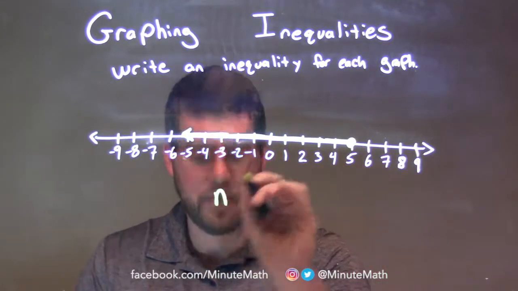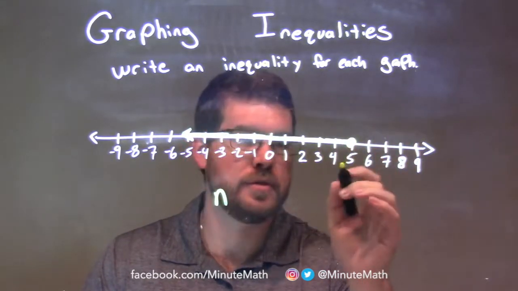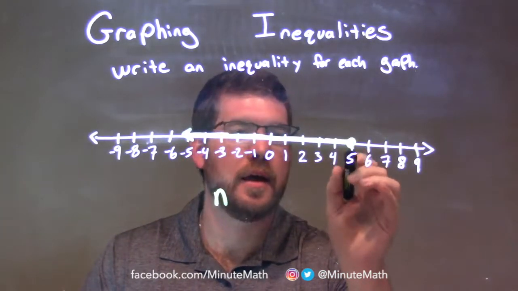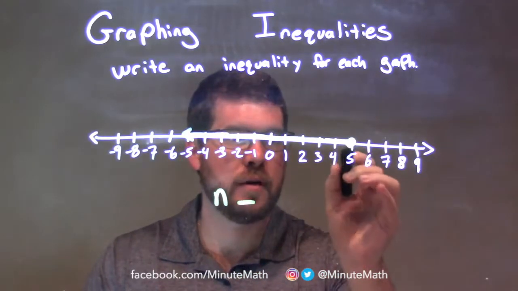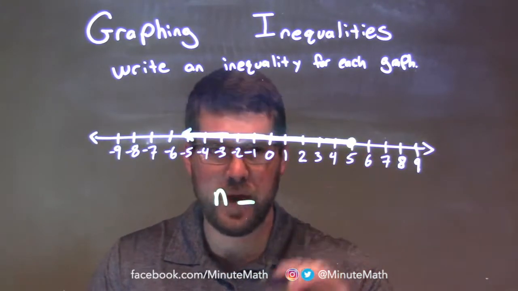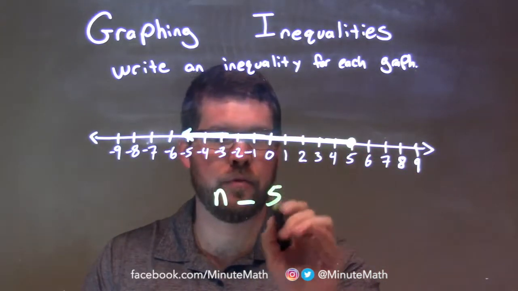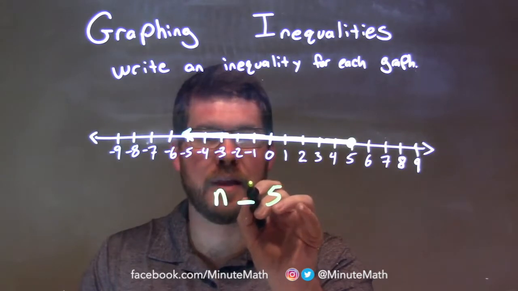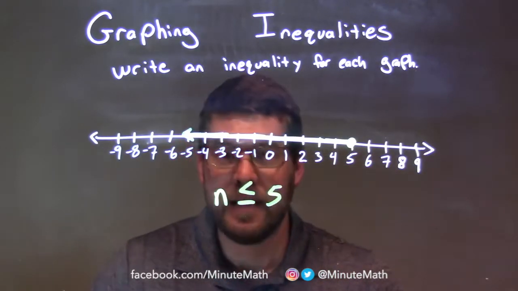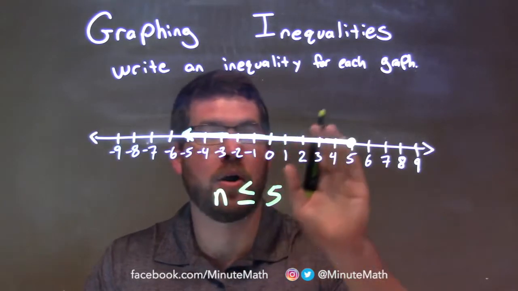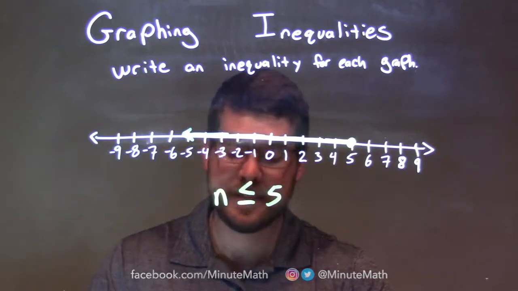So let's use a variable n here. Choosing n, with that closed circle, n can equal 5. Since it equals 5, closed circle with a little bar underneath, then n is shaded to the left from 5. So put 5 right there, shaded to the left, we have a less than sign. So n is less than or equal to 5. And now we have our graph, and our inequality matches it. So that's it.